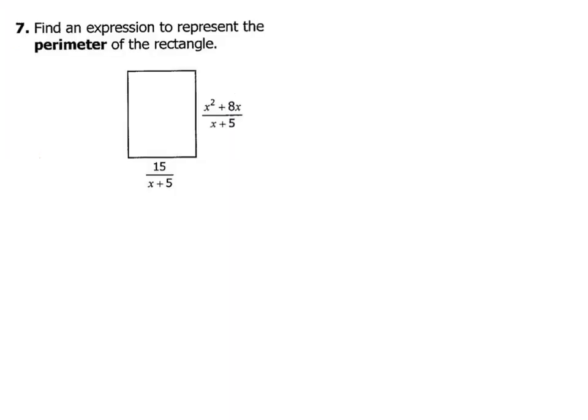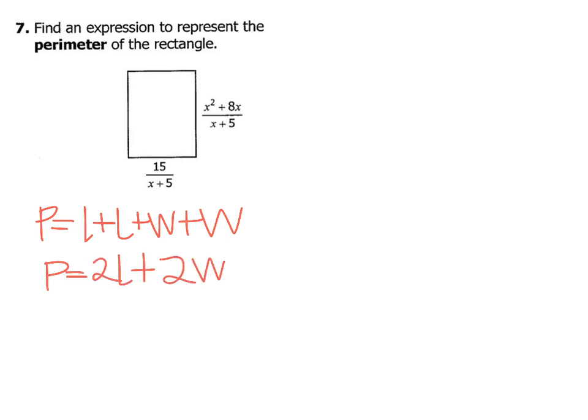All right, number 7, we're dealing with perimeter. So just a reminder, perimeter is when we add all the sides together. So we've got L plus W plus W, right? Length plus width plus width. And we can simplify this to be equal to 2 times L plus 2 times W. You can simplify that even further by taking out the GCF of 2, so 2 times length plus width.